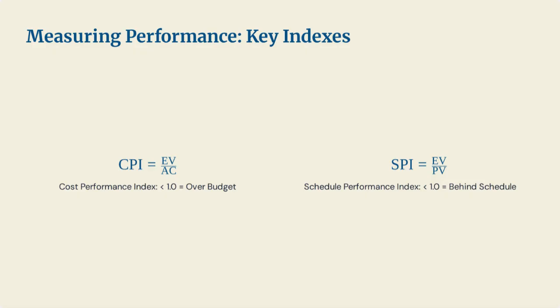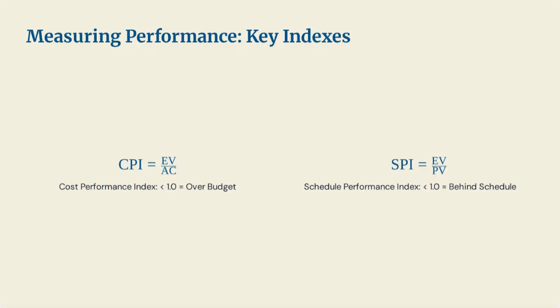A CPI of 1.0 means the project is exactly on budget. A CPI less than 1.0, say 0.8, means it's over budget. Only 80 cents of value is being generated for every dollar spent.